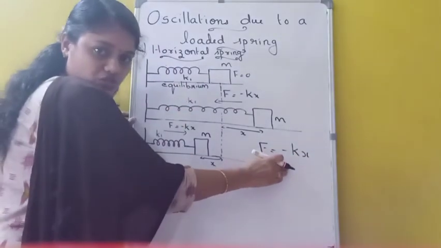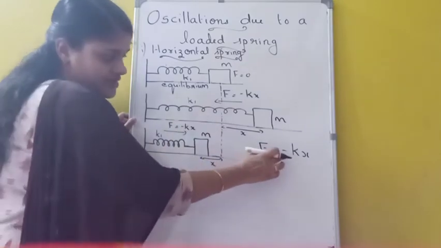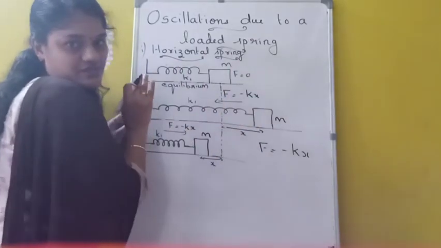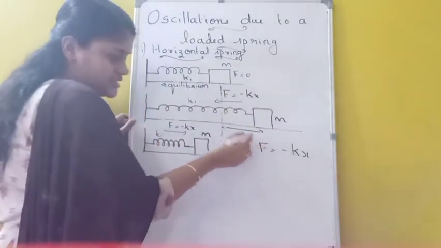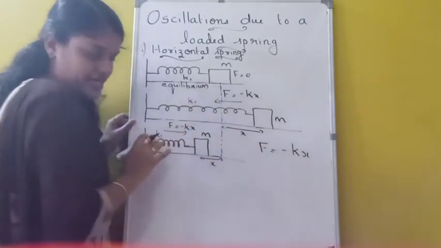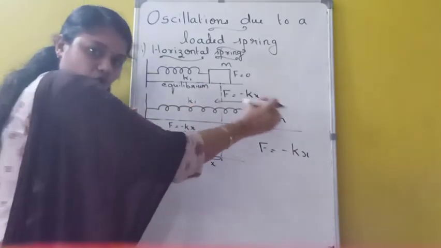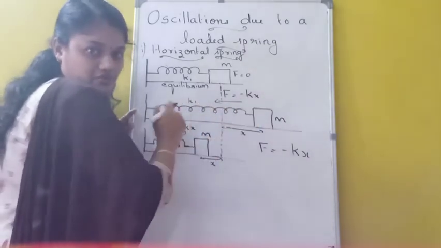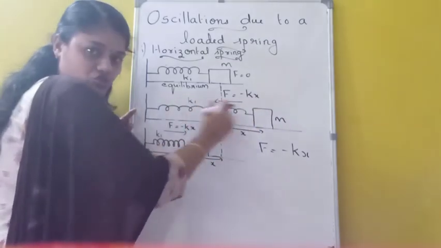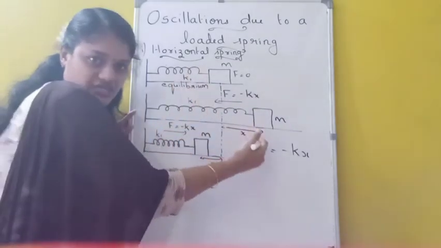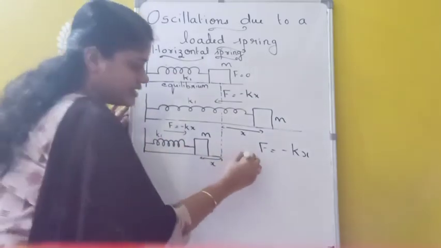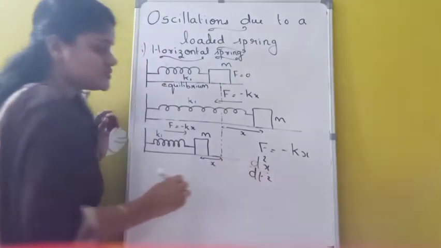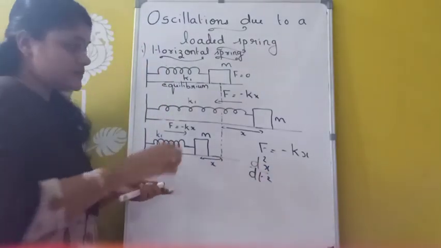This is the restoring force developed inside the spring, and why are we putting minus here? Because this restoring force is acting in the opposite direction of displacement of the body. I told you F equal to minus k into x. And since this spring is moving, it must have an acceleration. Here the spring will execute to and fro motion, or oscillation. Whenever it is executing to and fro motion, there must be some acceleration. Suppose I take the acceleration as d square x by dt square.